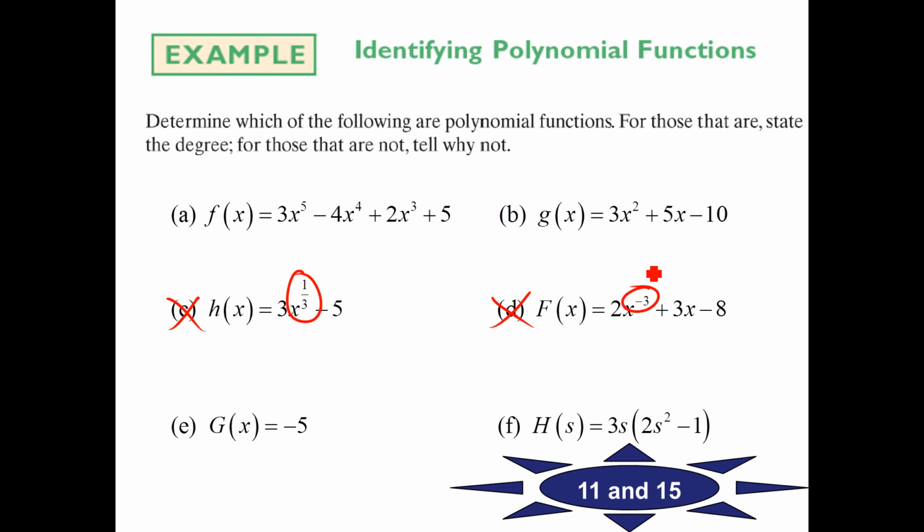All right, so to determine which of the following are polynomials, we've done that. For those that are, state the degree. The degree for A is 5. The degree for B is 2. The degree for E is 0, because this is 5x to the 0. Remember, x to the 0 is 1. And the degree for F is 3, because s times s squared would give you s cubed. 3 would be the largest power you could find. All right, try problems 11 and 15.